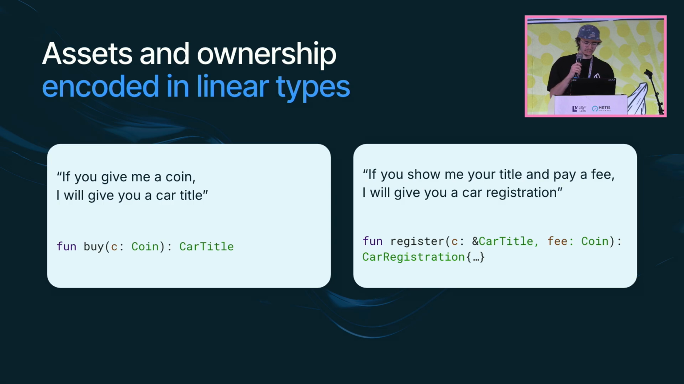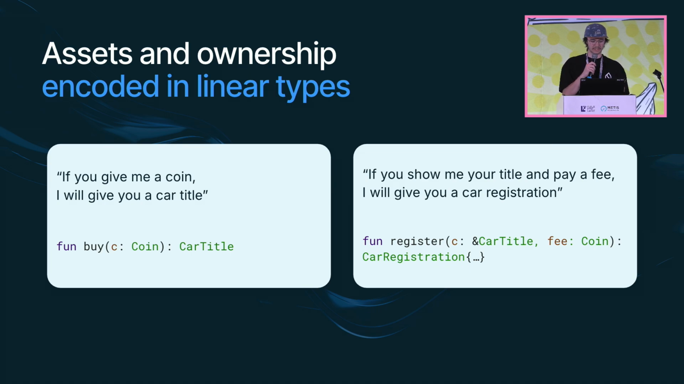And then let's say you have this car title, and you want to register your car. So instead of relinquishing ownership of the car title, you want to just prove that you own it. You want to just show the function that, like, hey, I own this specific car title. So you do that by passing in an immutable reference to it. So at this point, you're not actually transferring the car title. It's still always going to be in your account. The function just has the ability to read the data that's in that car title and prove that you own it. And then there's like a fee, which is the same as the other coin example. And then in return, you get the car registration.